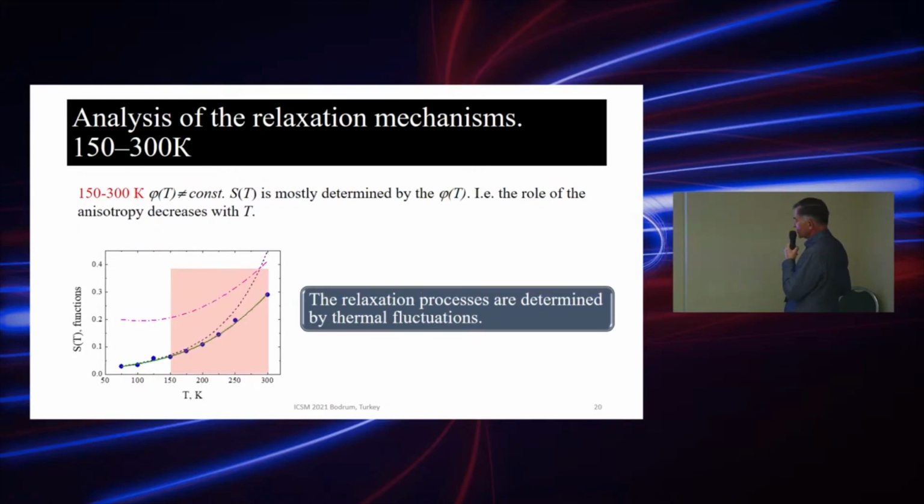When we pass to higher temperatures, phi is not constant, it is temperature dependent, and S starts to be determined mainly by this test function. So it means that the role of the anisotropy decreases with temperature, and the relaxation processes are determined mainly by thermal fluctuations, as in principle it should be.